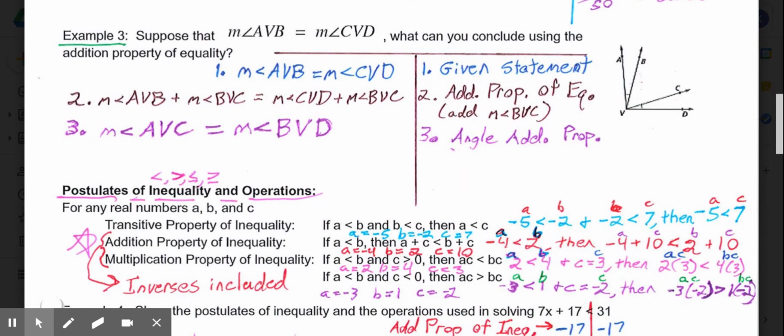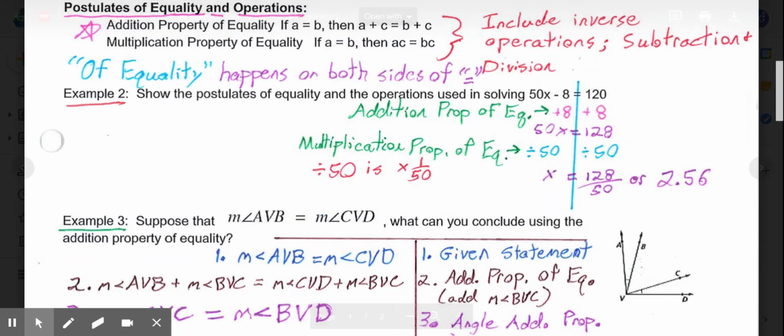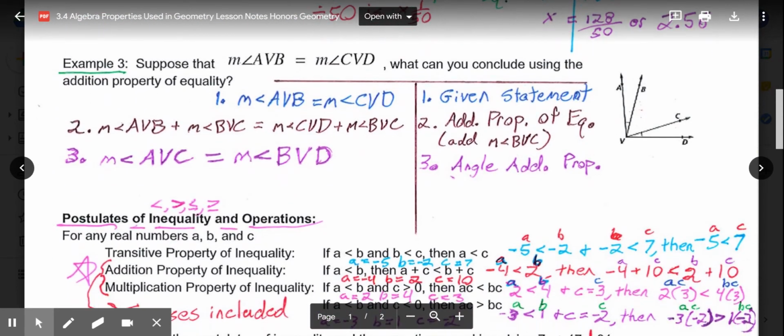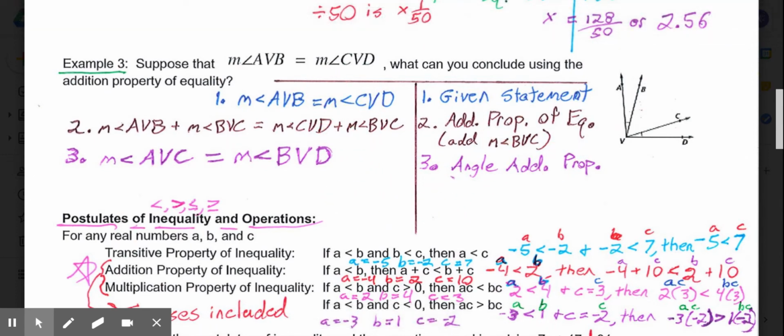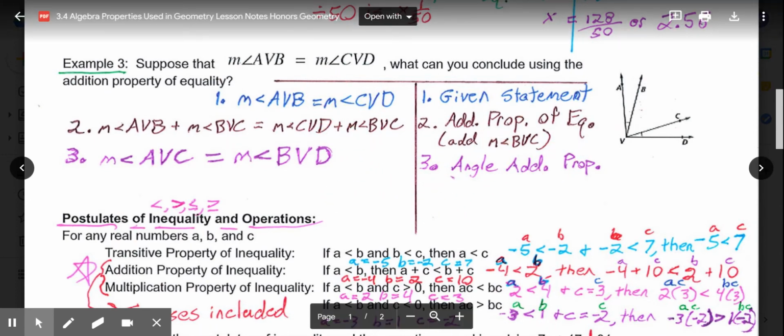Just so you know, in example 3, I write it out as a 2-column proof. You'll get more comfortable with 2-column proofs, but on the left are our mathematical statements. On the right are the reasons for that.